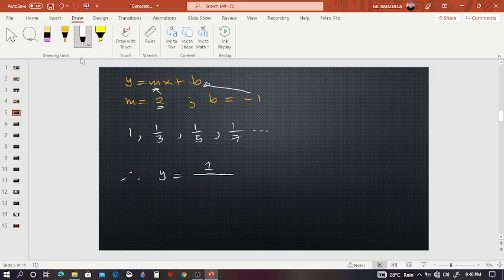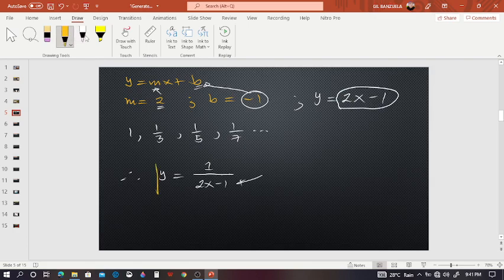And the result after plugging in 2 to m, negative 1 to b, will be put here at the denominator part. So, we are now ready to plug in. Therefore, we have y equals to, our m is 2, so we have 2x. Then, our y-intercept is negative 1, so we simply plug in that there. Therefore, our denominator is 2x minus 1. And this is the rule of the sequence 1, 1/3, 1/5, 1/7, etc.